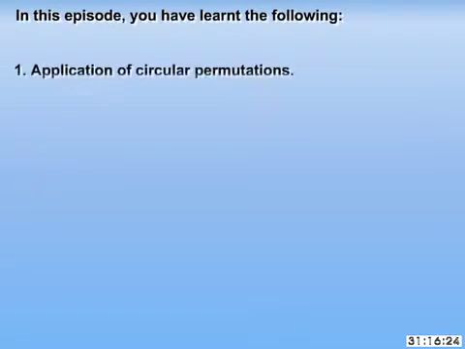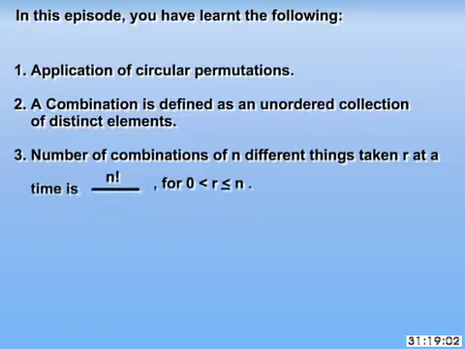In this episode you have learned applications of circular permutation. A combination is defined as an unordered collection of distinct elements. Number of combinations of n different things taken r at a time is n factorial upon r factorial into n minus r whole factorial for r greater than 0 or less than equal to n.